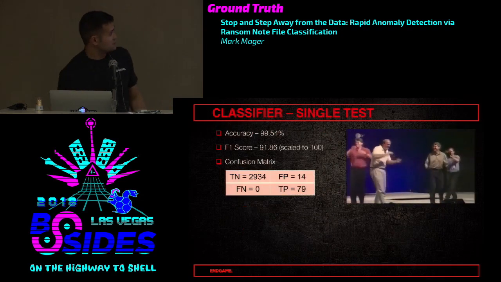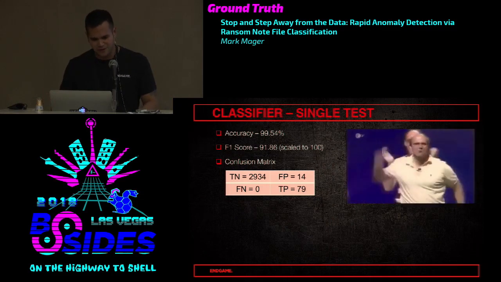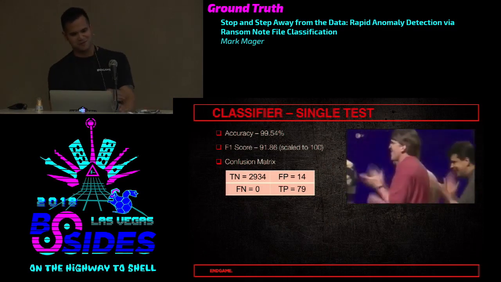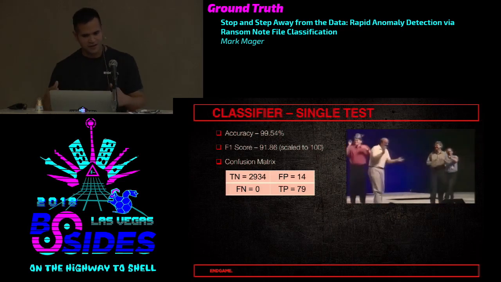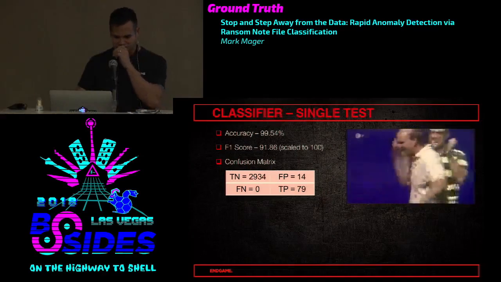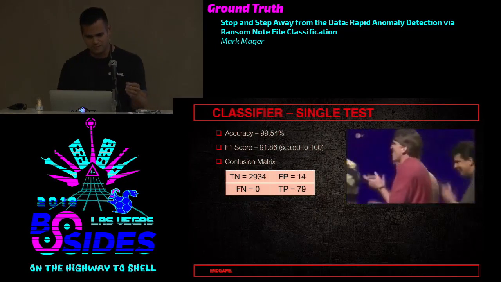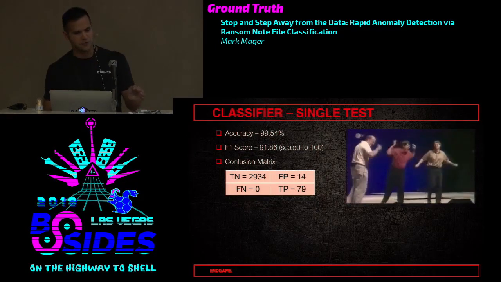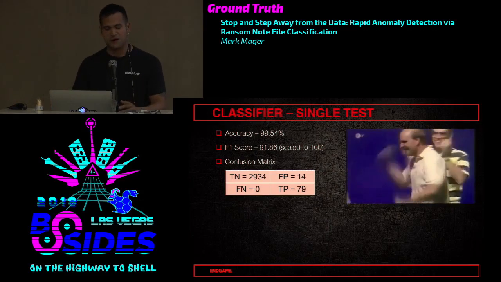So with one single test, we actually ended up with pretty good results. 99.54% accuracy, 91.86 F1 score if we scale up the value to 100. And with our confusion matrix, results look pretty good as well. We have 0 false negatives, only 14 false positives, and everything else seemed to sort itself out well.